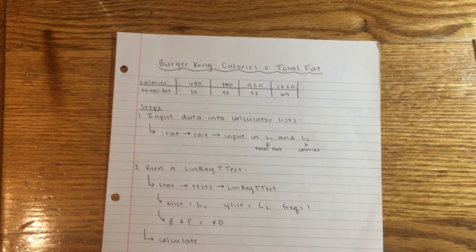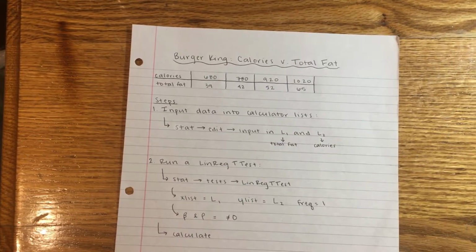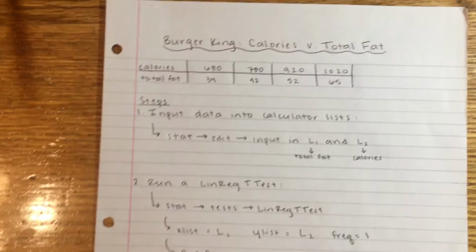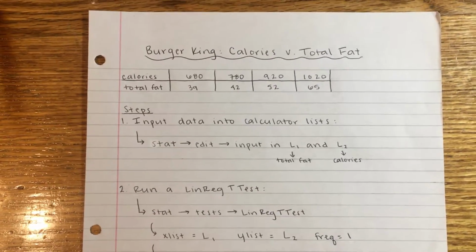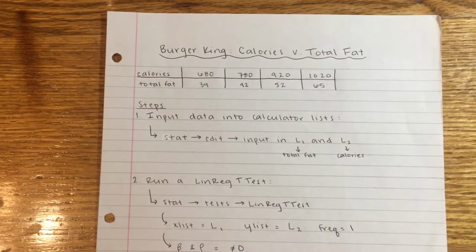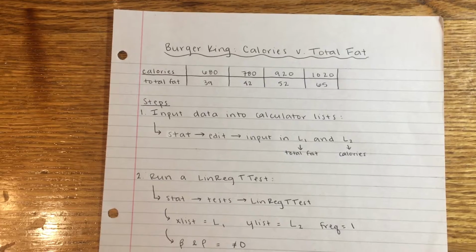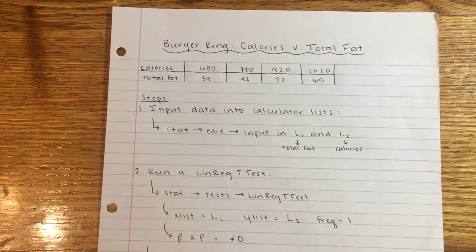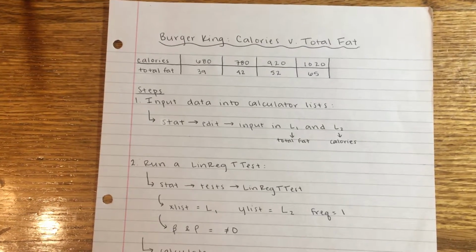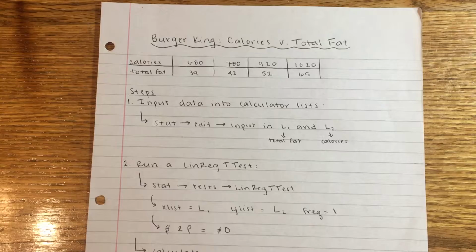This question asks us to conduct a regression analysis based on the data given to us from a Burger King menu. Step 1 is to input the data into your calculator list. To do this, click on Stat, then Edit, and then input the data that is given to us in L1 and L2. Total fat should be in the X list, so input this in L1 and calories into L2.